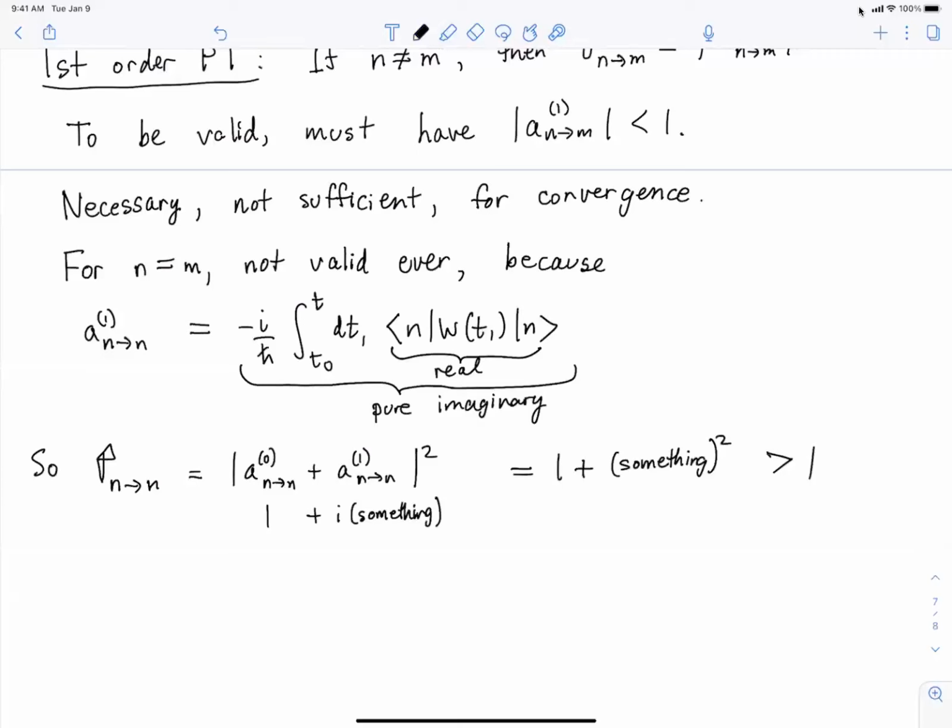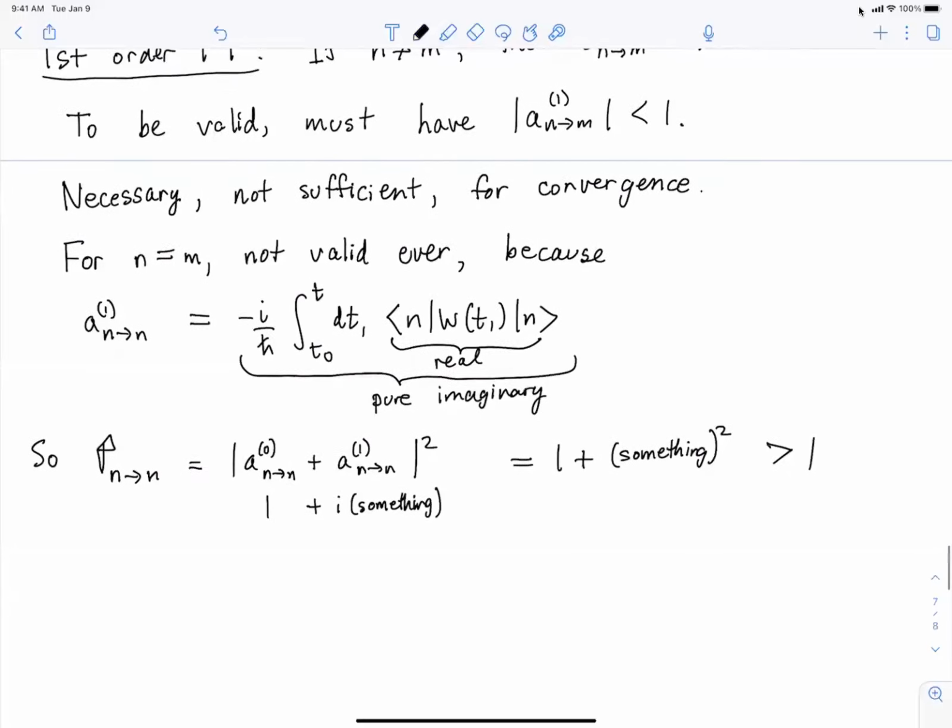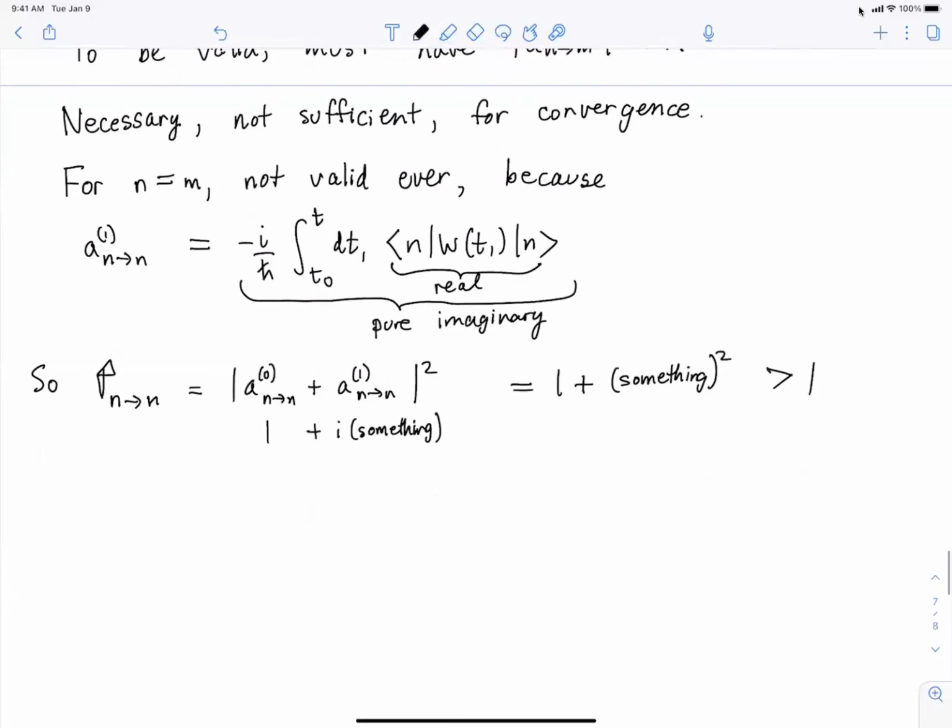And so the resolution of this apparent problem is that you cannot just truncate things at first order in perturbation theory if you're trying to calculate the probability for a state to remain the same state. Okay, so for the problem of n equals m, you need at least second order in perturbation theory. So I'll say at least.